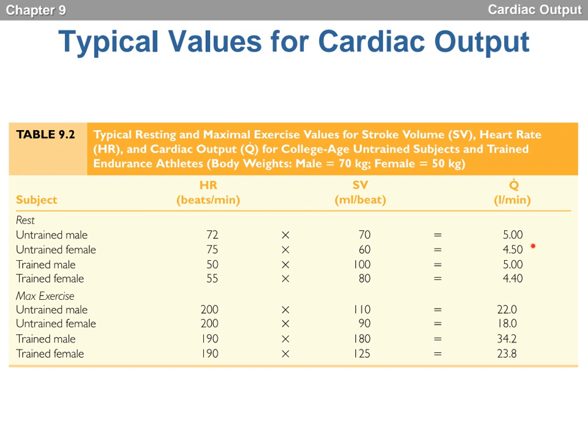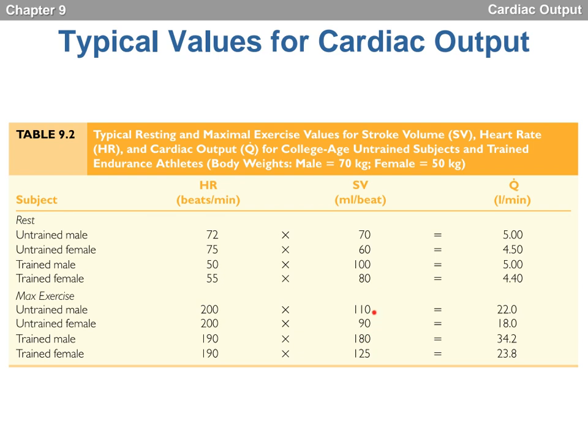And you'll notice the overall cardiac output is the same, 5 liters per minute, and that makes sense because we're imagining these two people are approximately the same size, and so they would need about the same amount of oxygen at rest. Now, if we compare what happens when we go to maximal exercise, and again, we'll just look at the males. An untrained male increases his heart rate to 200 beats per minute. Compare that to the trained male who increases his heart rate to 190.